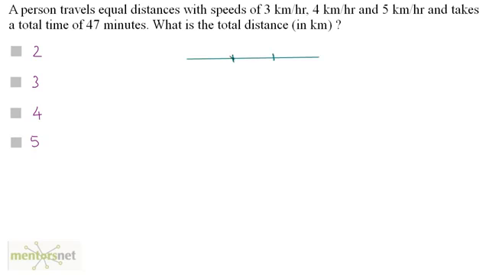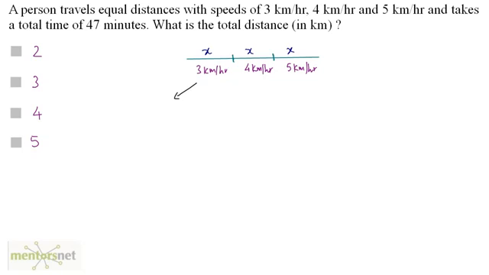Now let us assume that each part is x kilometers long. So the speed at which the first part is traveled is given as 3 kilometers per hour. The second part is traveled at 4 kilometers per hour, and the third part is traveled at 5 kilometers per hour. Right. So let us calculate how much time it takes to travel each part.